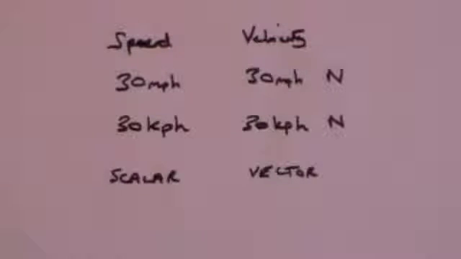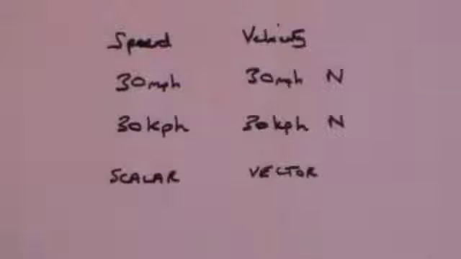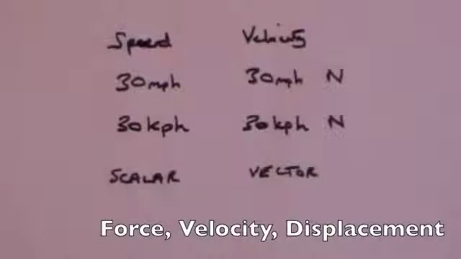Examples of scalar would be temperature, or energy, or mass. None of these things have directions. Whereas vectors would be things like forces. If you have a force, it pushes in a particular direction. Or velocity, as we've seen, or even a thing called displacement. In other words, a distance, but a distance in a particular direction. All of these are vectors.